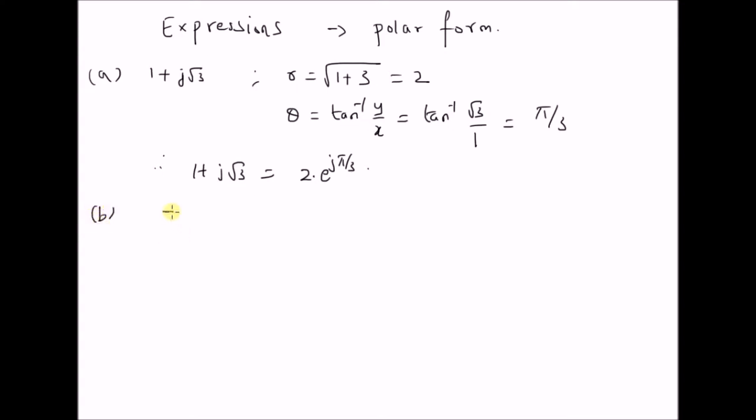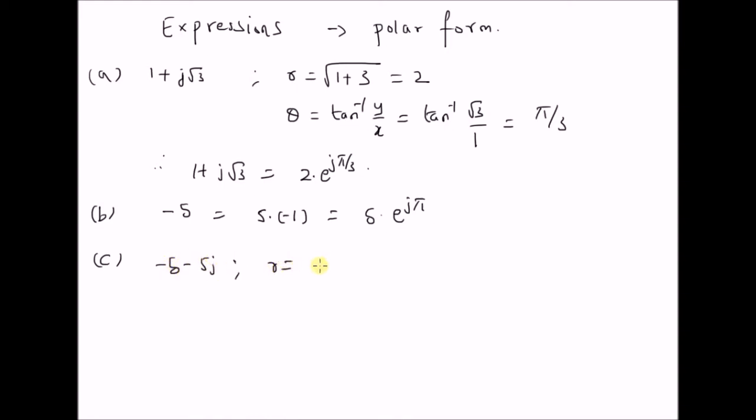Now we have a real number minus 5. Let us look at how to convert it into polar form. It is given by 5 multiplied by minus 1, which is equal to 5 into e power j pi. Here r, that is amplitude, is equal to 5 and the phase is equal to pi. The next example is minus 5 minus 5j.